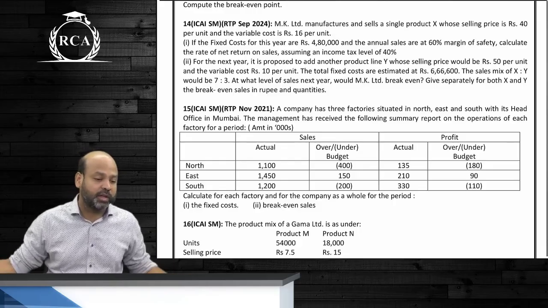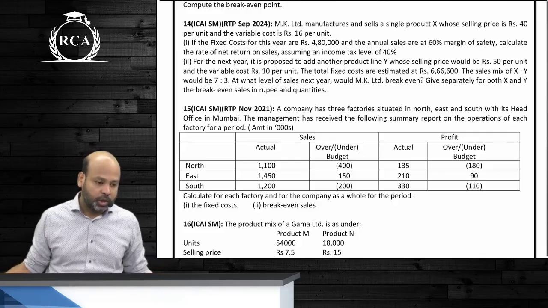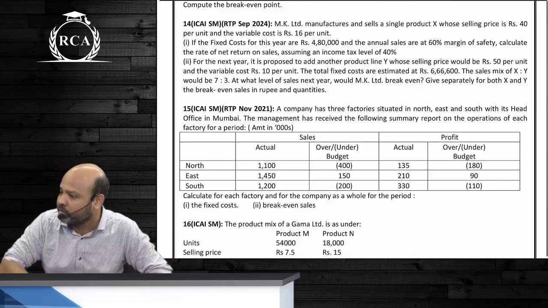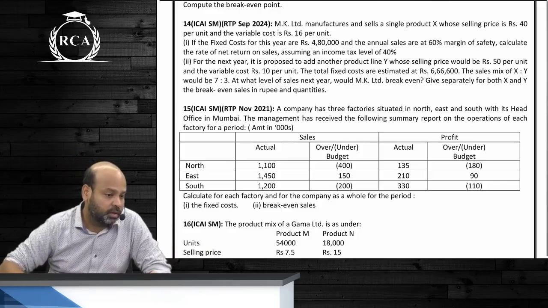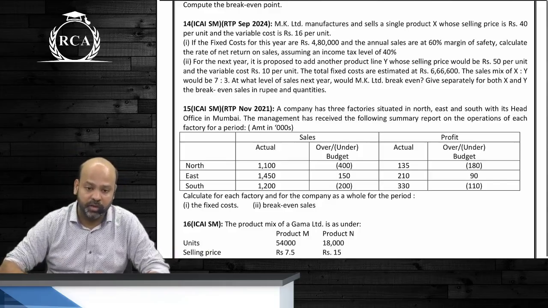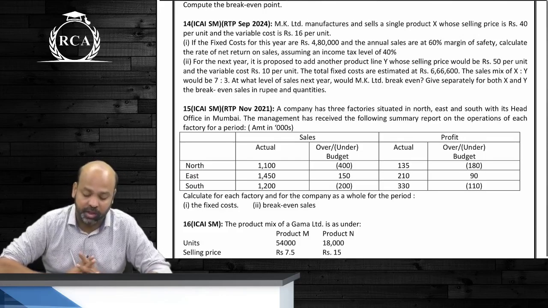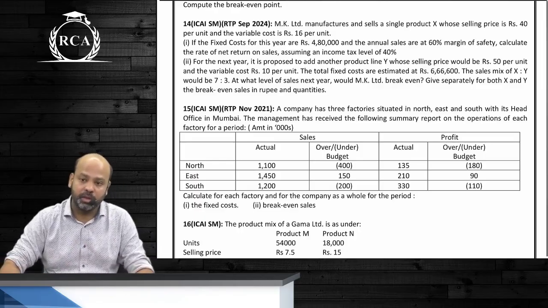That means out of total sales, 60% is margin of safety and 40% is break-even. Whatever break-even point you are computing, that is 40% of total sales. You will get total sales. Break-even sales came to how much? 20,000 units. So total sales will be 50,000 units. Perfect. Just compute profit, deduct the amount of taxes, and then rate of net return on sales is asked. You will divide that net return by the total amount of sales.